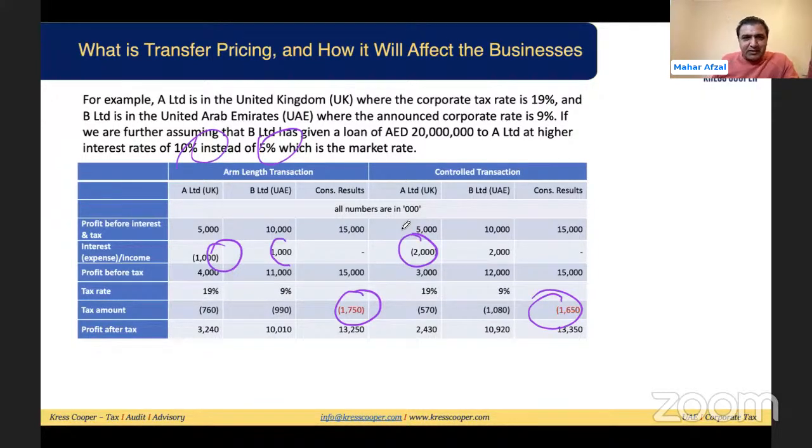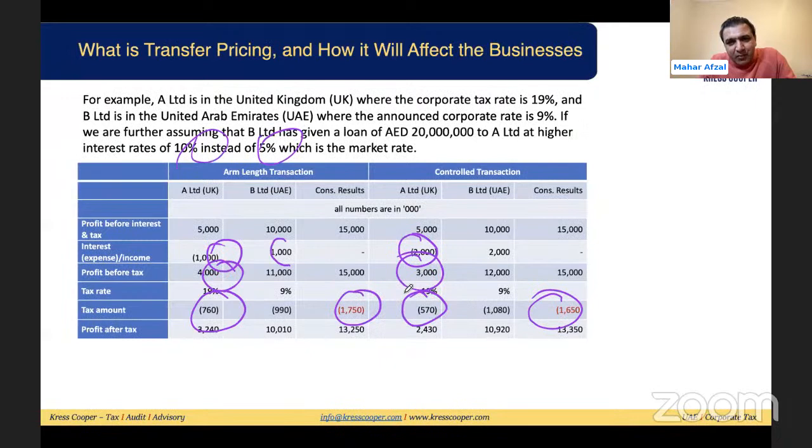Once the cost has gone up from 1 million to 2 million, the taxable profit has come down. Initially the taxable profit of the UK company was 4 million, but due to this loan at the higher interest rate, the taxable profit has come down to 3 million, and due to this they are paying lesser tax. Initially at arm's length, the tax amount would have been 760,000, but when this loan was given at the higher interest rate, the tax amount came down to 570,000.